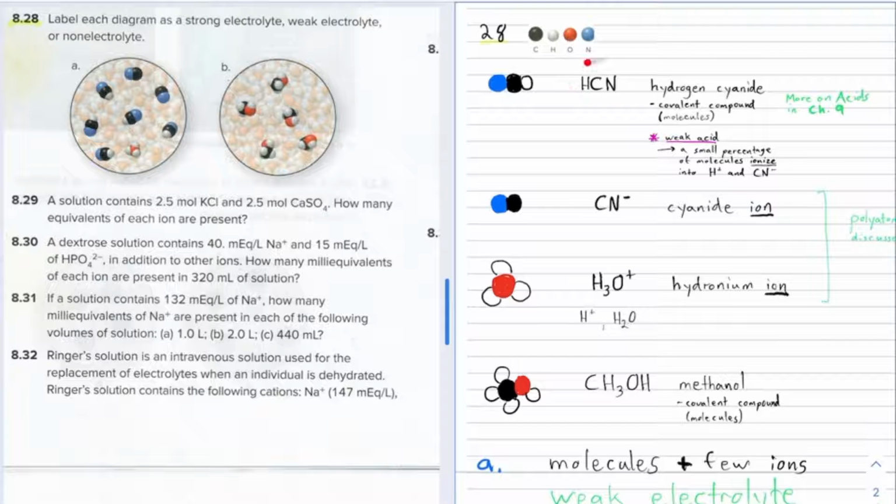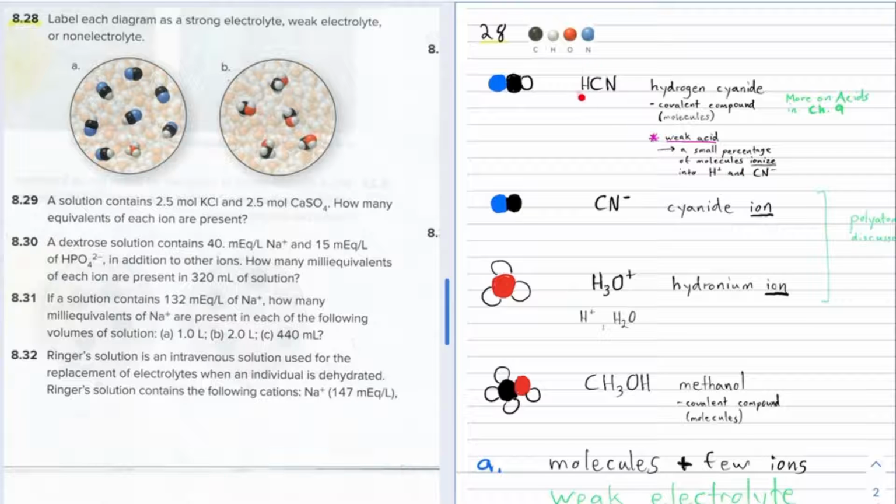This substance right here is actually what's called a weak acid. Now, we haven't learned acids yet in our course. We're going to see them more in Chapter 9, but what weak acids do is, when this stuff dissolves in water, a small percentage of the molecules ionize. They split apart into H+ and CN-. These are called protons, and those are called cyanides.